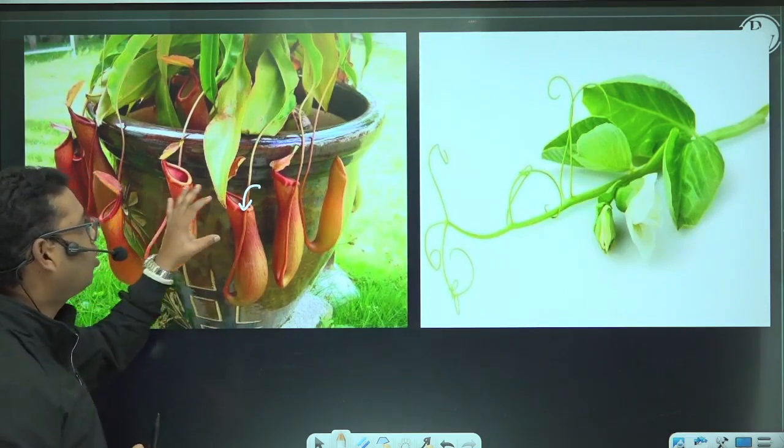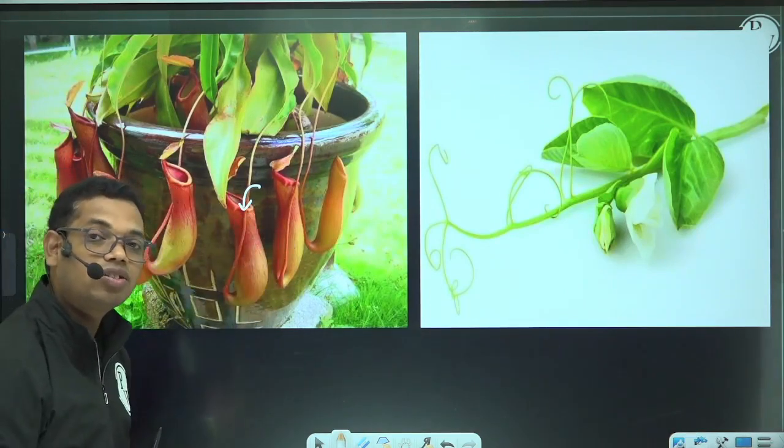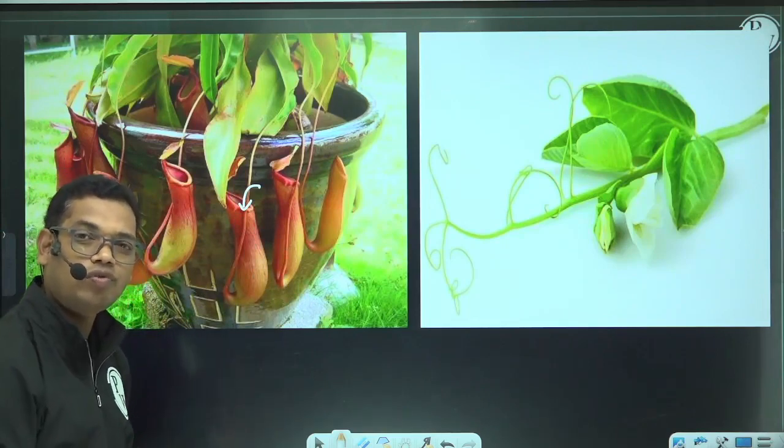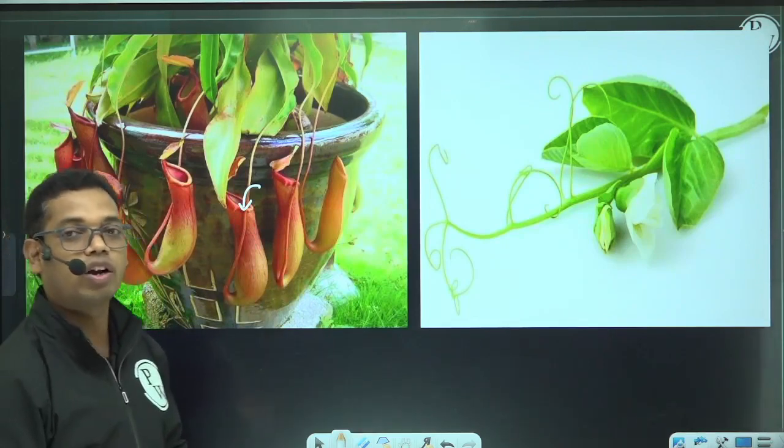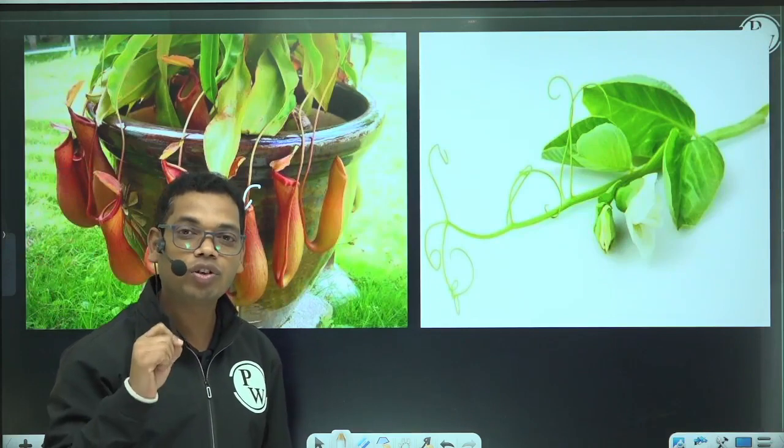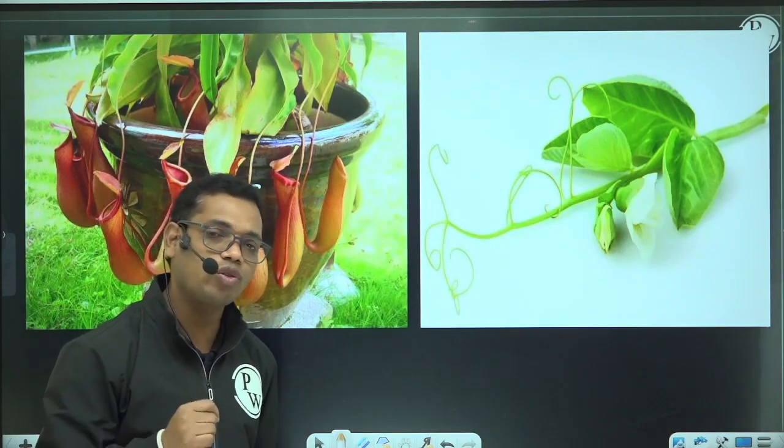So this is leaf pitcher. This is found in insectivorous plants, where, all of us know very well, insects are rich in protein, and proteins are nitrogen rich.